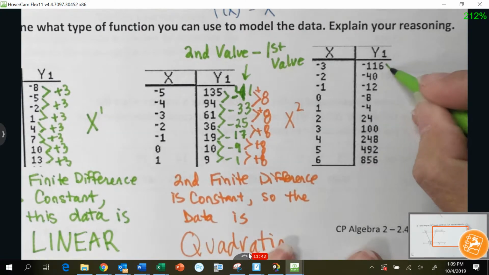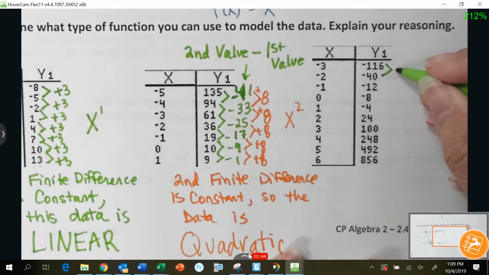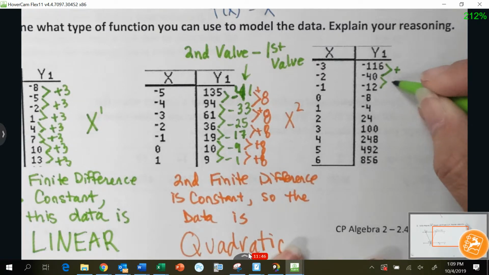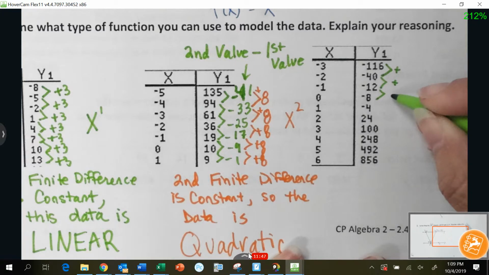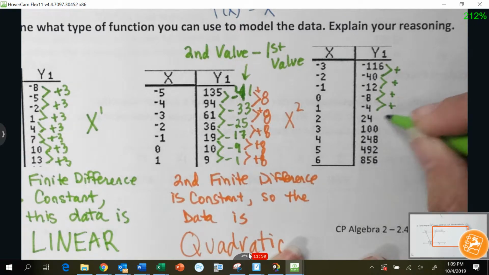Before I even start, I'm looking to see that this goes positive. This one's going positive. This one's getting positive. This one's getting positive. Looks like they're all getting positive. Oops, not positive.